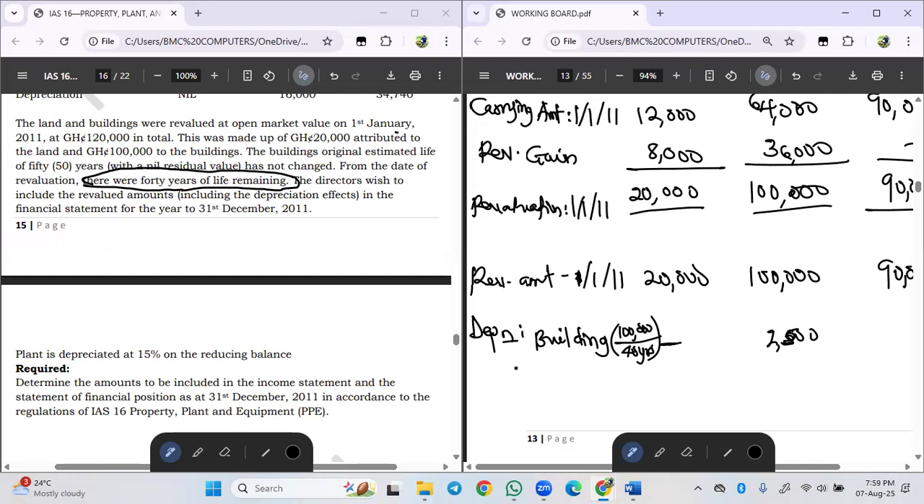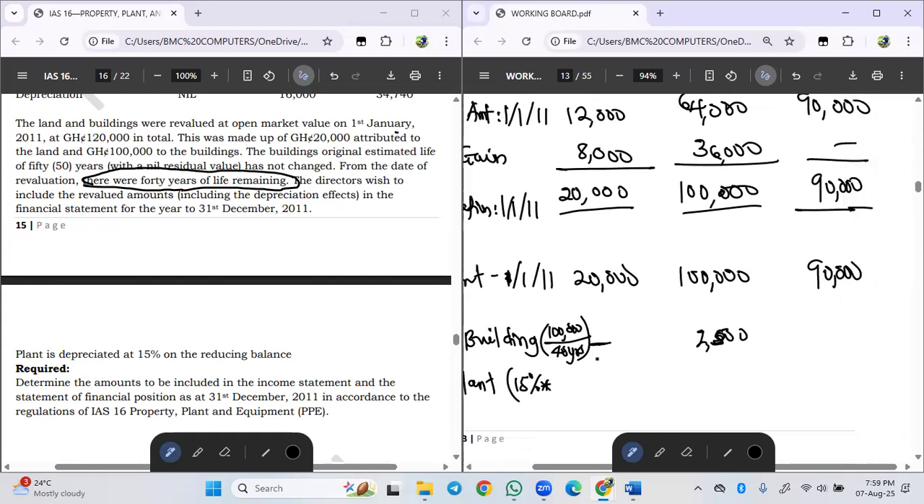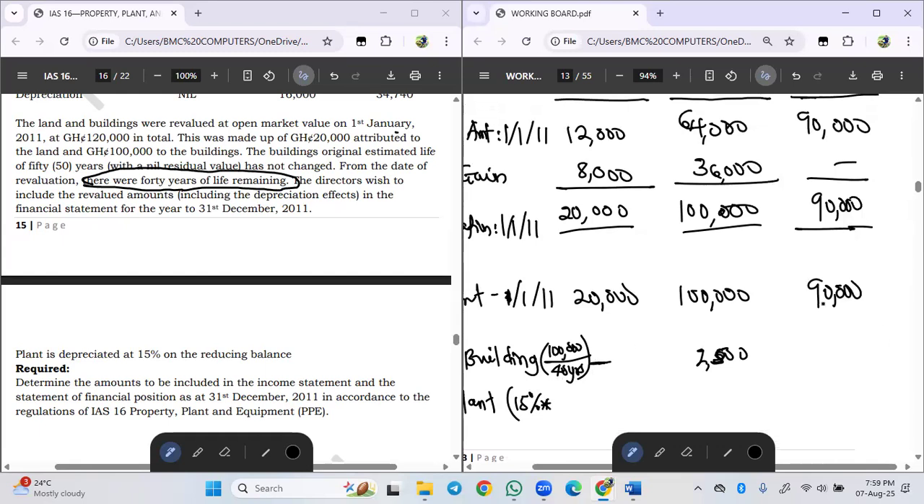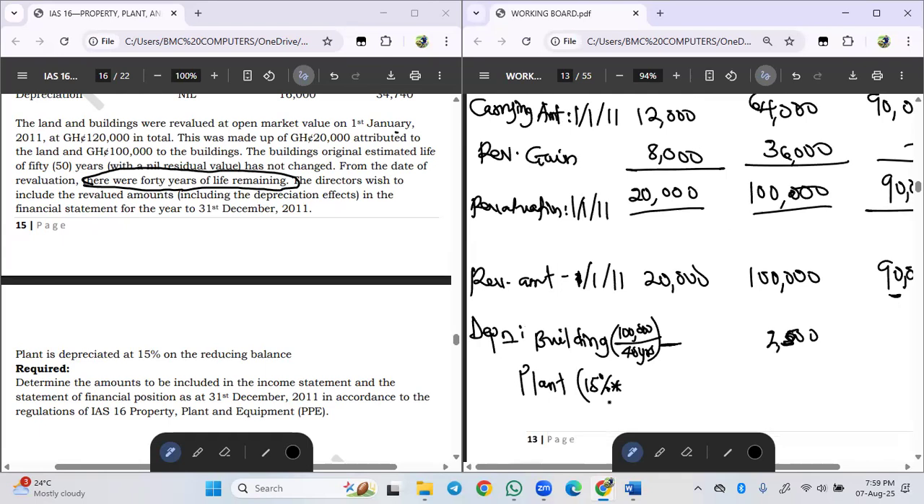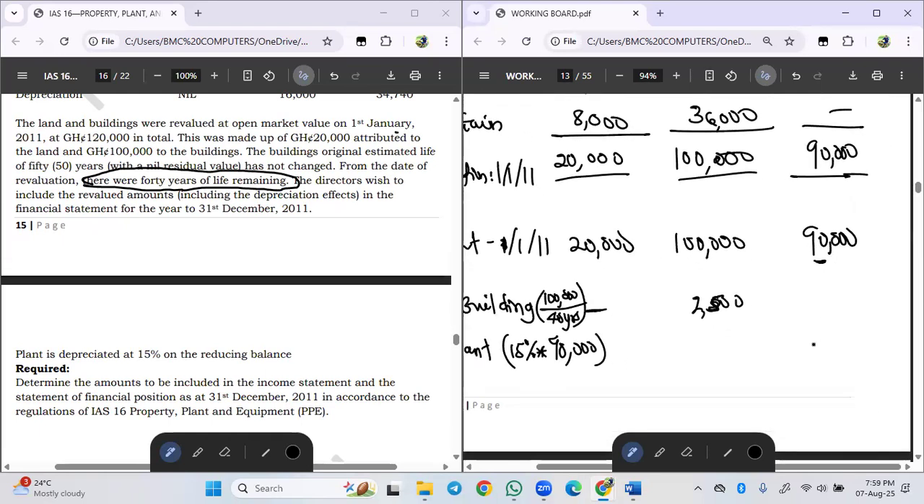Okay. So for the other one, plant. We are saying that plant will be depreciated 15% on reducing balance. And we know how reducing balance works. Reducing balance is always applied on the carrying amount, not the original cost. So 15% on the carrying amount, 90,000. So 15% of 90,000 will be 13,500.